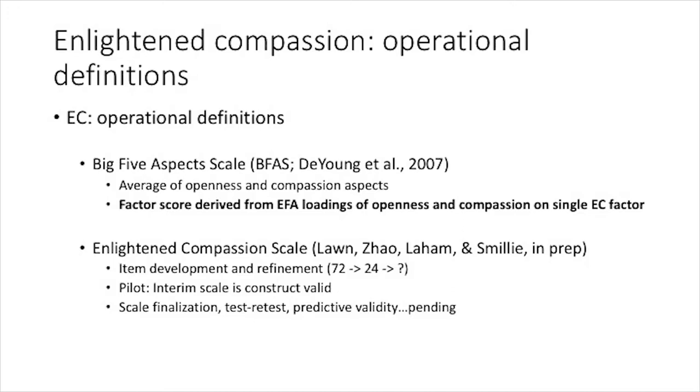So how are we operationalizing or measuring enlightened compassion? We're doing it in a range of ways. First of all, we're utilizing the BFI-2 aspect scale, which is Colin DeYoung's measure of his aspects. Each of the aspects is measured with 10 items. And there are a variety of ways you can put these together to get a composite. You can average across the 20 items measuring openness and compassion. You can create composites of the openness items and the compassion items and average those composites. Or you can subject it to a factor analysis, extract a common factor, and proceed that way with factor scores.